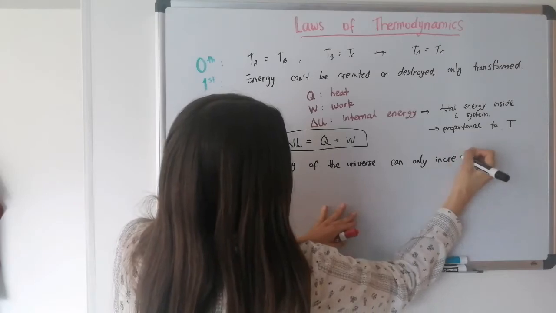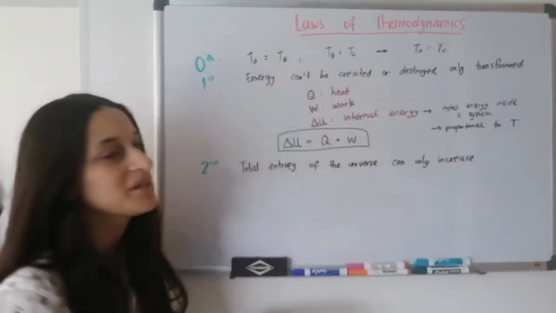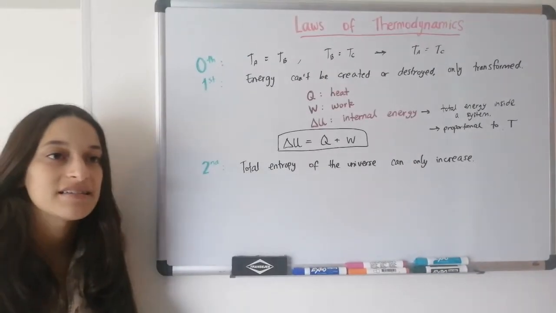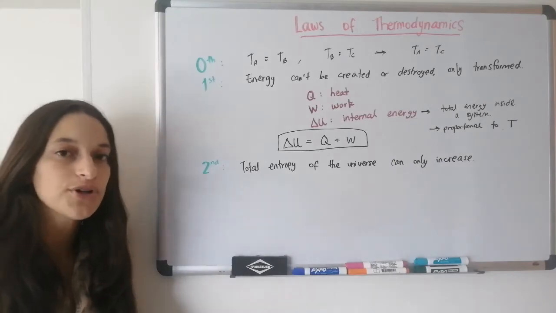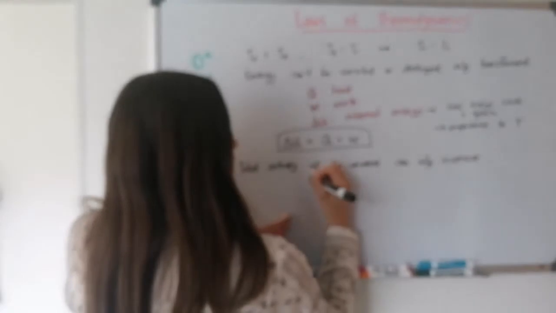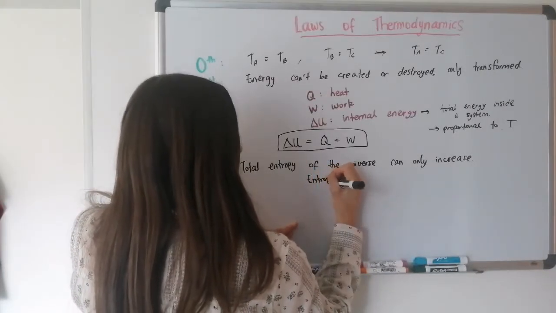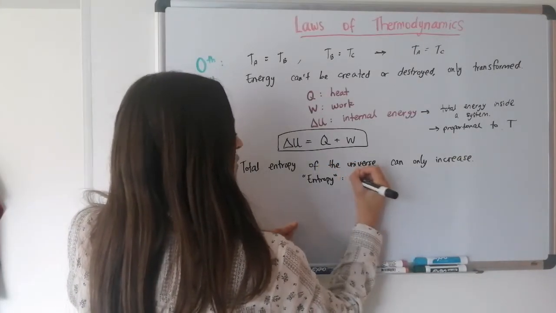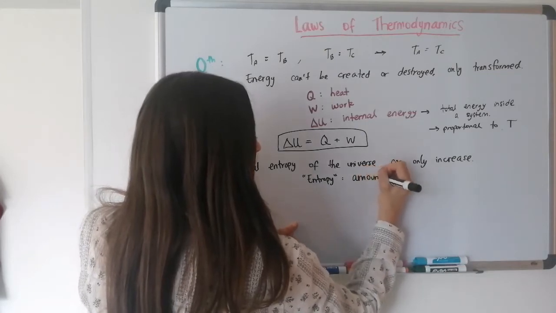So what is entropy? Entropy is many times described as the amount of disorder, how disorganized something is. So entropy, let's define it like that. Entropy, amount of disorder.